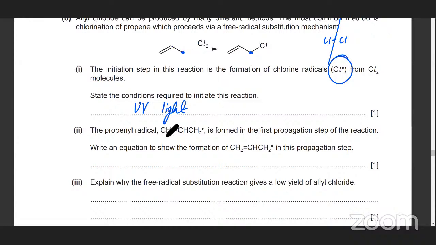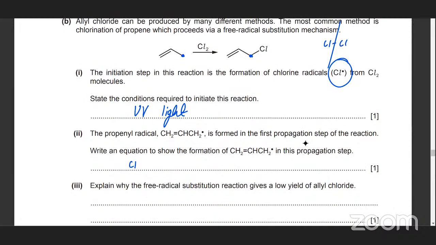Next part is that propenyl radical is formed in the first propagation step of the reaction. Write an equation to show the formation. So how is this radical produced? You have CH2=CH-CH3, this molecule. A Cl radical comes in and steals one of the hydrogens over here to form HCl. So what's left is CH2=CH-CH2, and this carbon is your radical. That's your HCl molecule being produced.